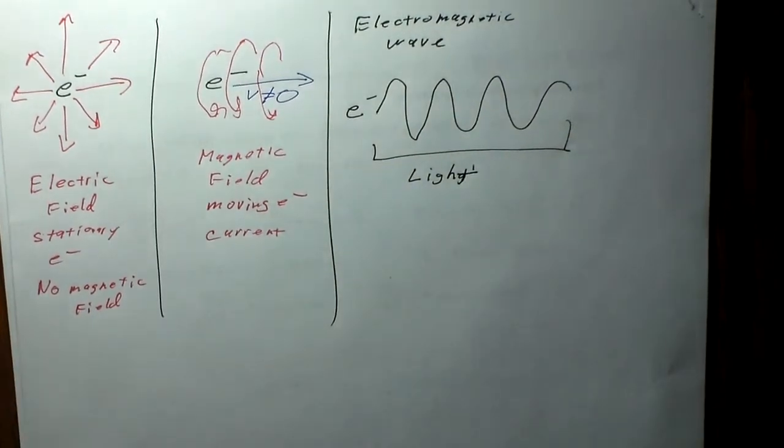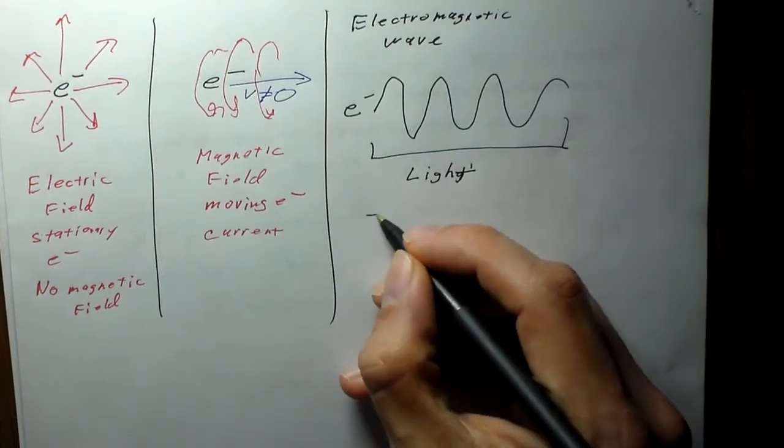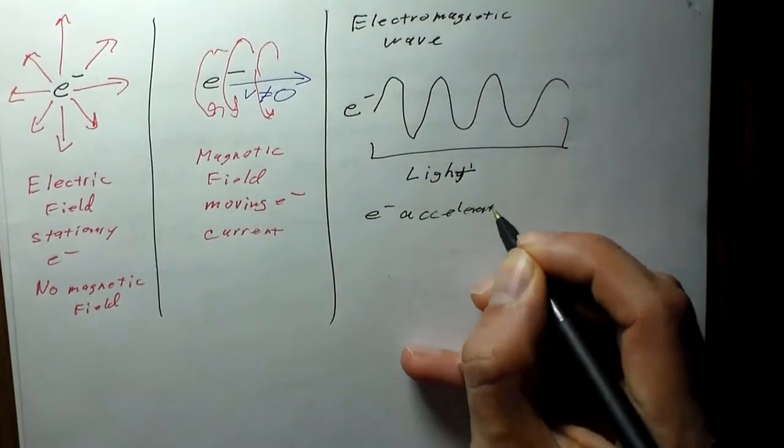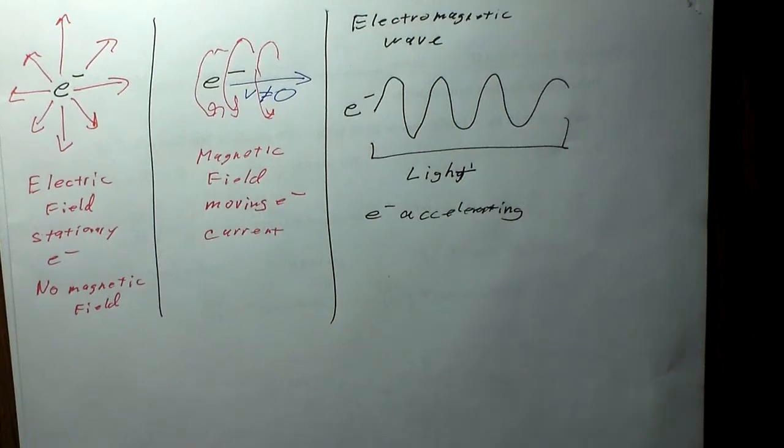Okay, so light. When I'm saying light here, this does not just mean the visible light that you're seeing right now, but it also includes everything from the infrared, visible, ultraviolet, X-rays, gamma rays, radio waves, microwaves, all those. It includes all of those fields. So in this case, we have the electron accelerating, and accelerating just means that the velocity, the speed of the object, is changing.